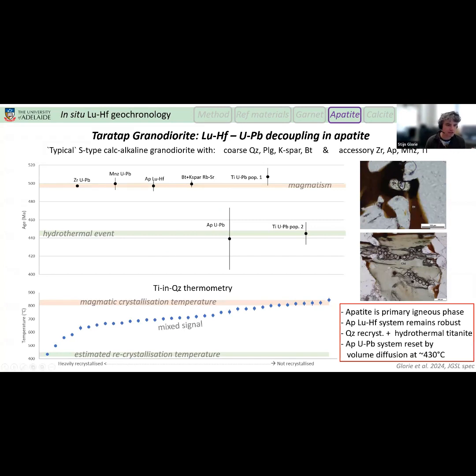We also did some titanium in quartz thermometry. Very briefly, just using titanium concentration in quartz, we can work out the temperatures at which these quartz crystallized. You can see some quartz remain at sort of magmatic temperatures, but some go down all the way to about 430 degrees, which means that the U-Pb system probably has been reset, likely by volume diffusion, in response to a temperature event acquired sometime after magmatism. In other words, it's probably a cooling age of some sort, and therefore not necessarily a useful number, while the hafnium system gives you the primary magmatic age.